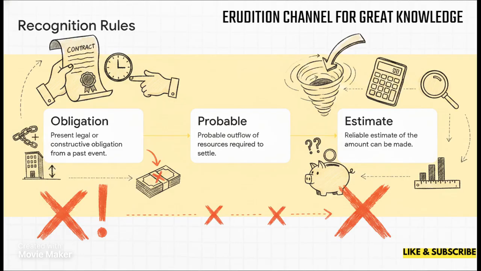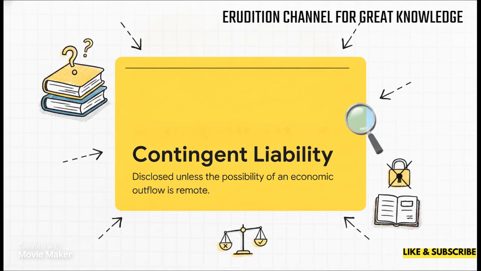You absolutely cannot recognize a provision for future operating losses. Step 2, the outflow of economic benefits has to be probable. And Step 3, you must be able to make a reliable estimate of the amount. If it fails any of those, it doesn't get in. It's not a provision.